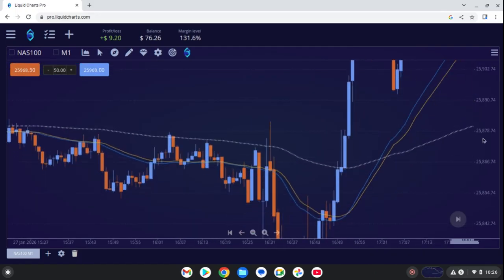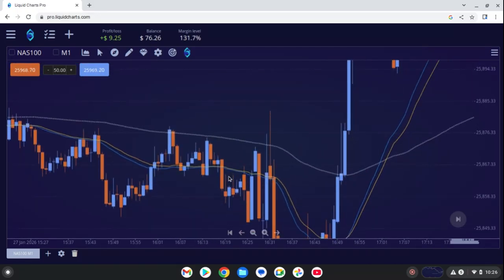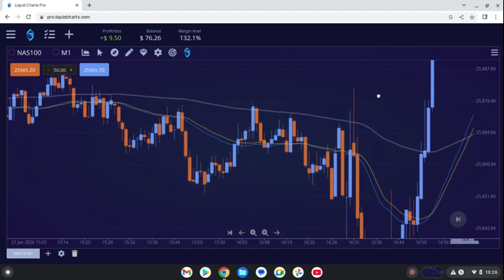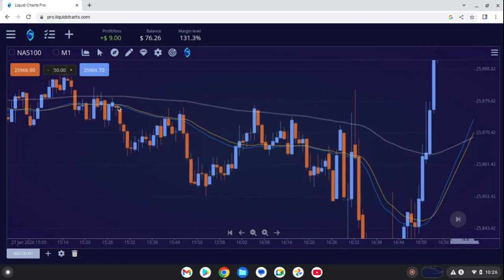If we keep looking at the past, we see how when the blue was under the orange the whole time, the price was going down. It was trending down. That's the average movement. So we saw the moving averages following the overall direction the trend was going. And we also see that the candlesticks and the price were underneath the white line.